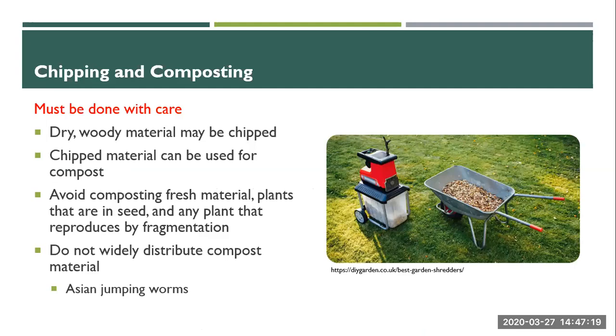Chipping and composting is another method of disposal. However, it must be done with great care. So dry and woody material can be chipped as long as it, again, doesn't reproduce by fragmentation or isn't in seed. So you can chip the wood or plant material and then use that for compost. It's best to avoid composting fresh material or plants that are in seed or reproduced by fragmentation because you can just create more of a problem for yourself rather than solving the problem.